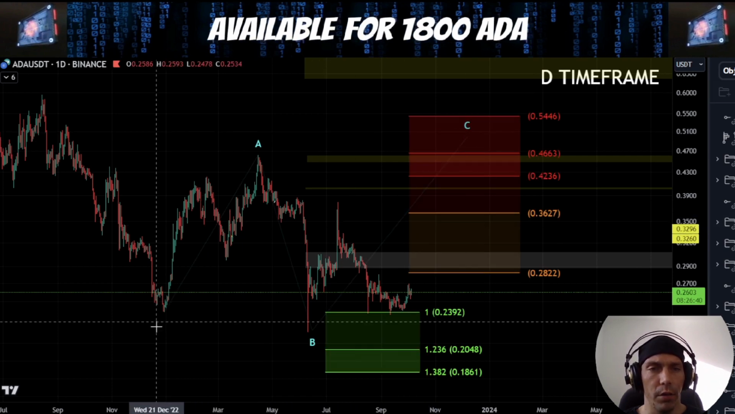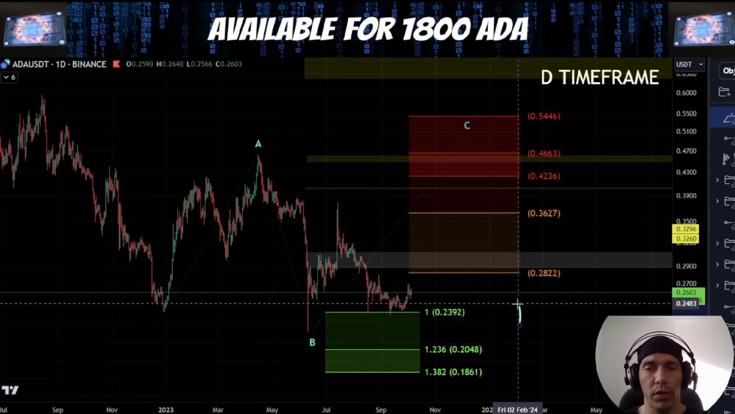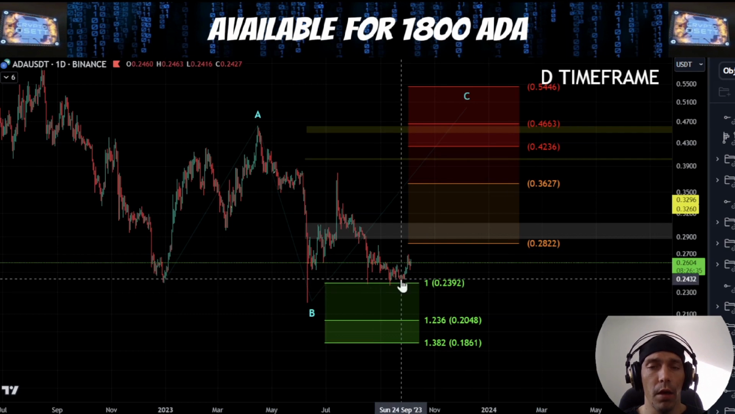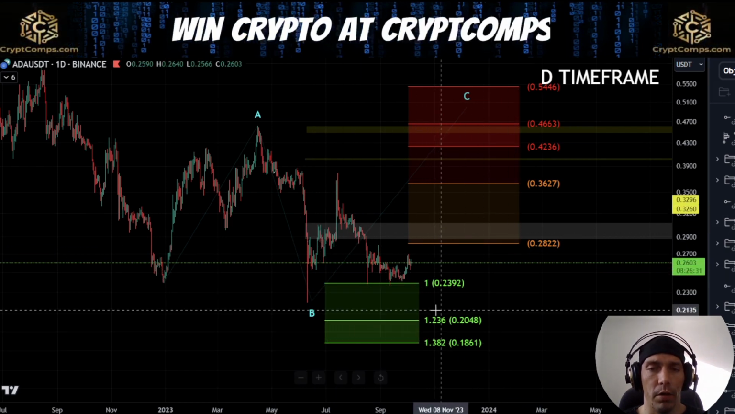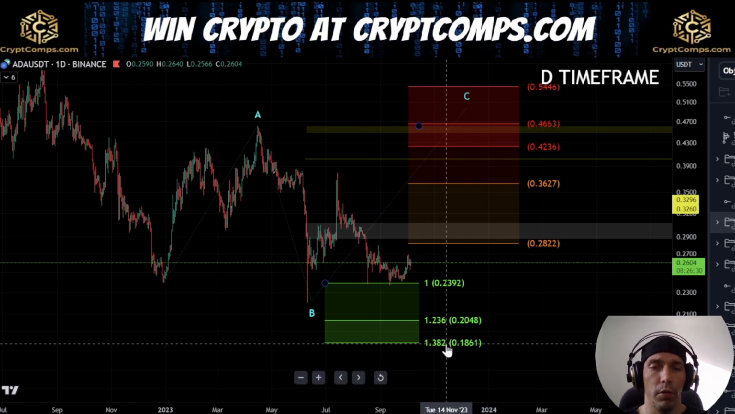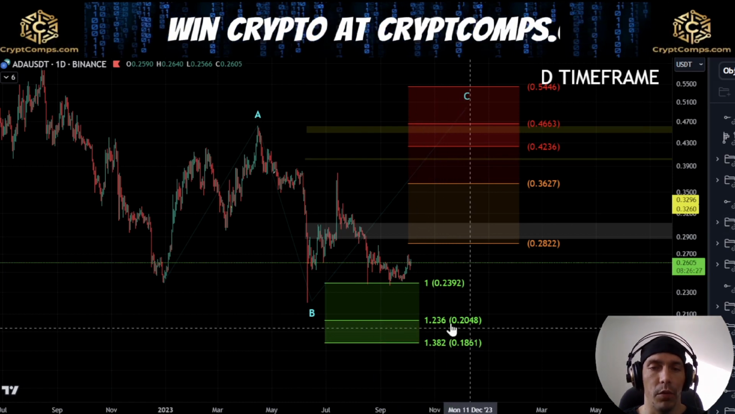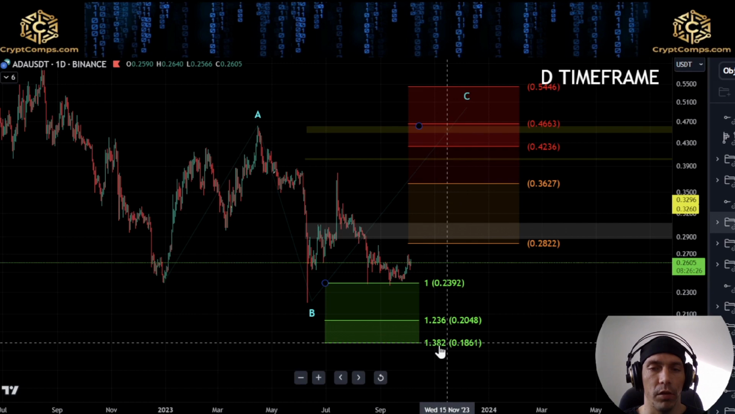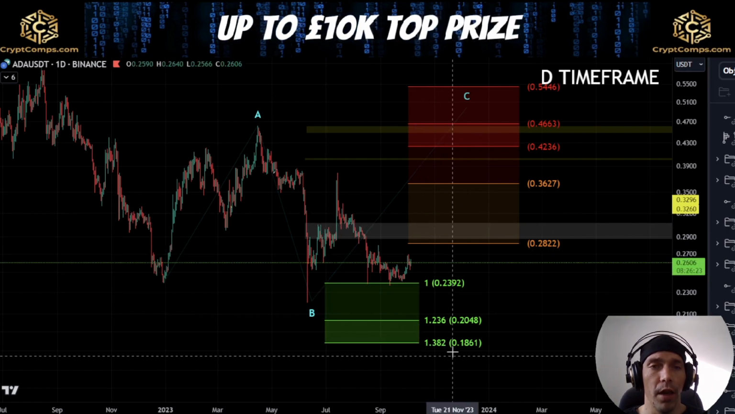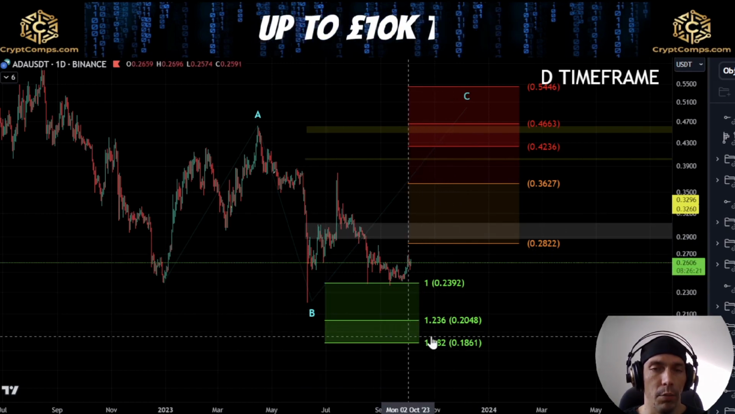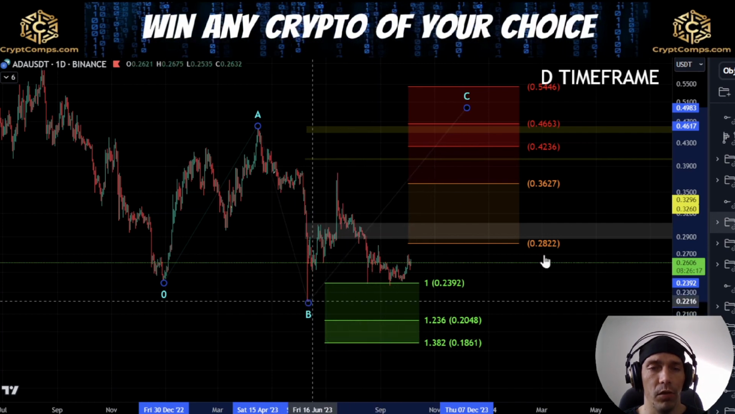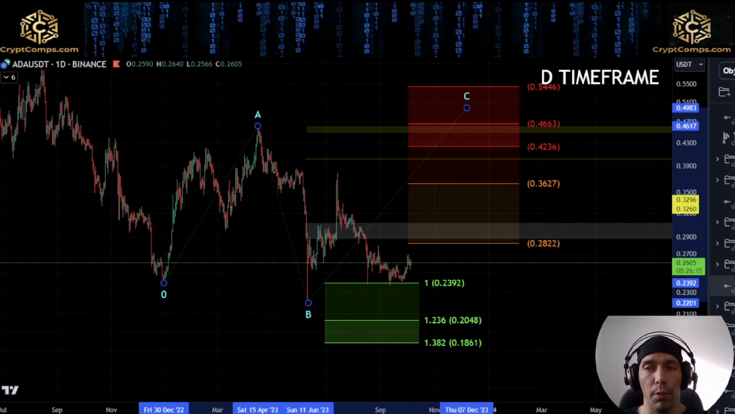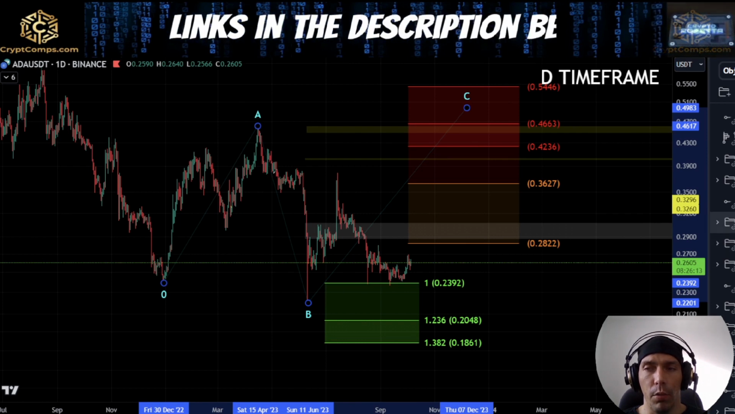Now, within this idea of this being A and B, it is also possible here that we could still be looking for this move to push down one more time, where we could be looking to come back down into this target box. Now, this 1382 would be the next level, down here between this 1236 and this 1382 that I'd be watching. If we do get another leg down here, potentially this could still align with this idea of a flat correction where the B is just taking a bit longer to actually play out. So we need to just be aware of that idea.